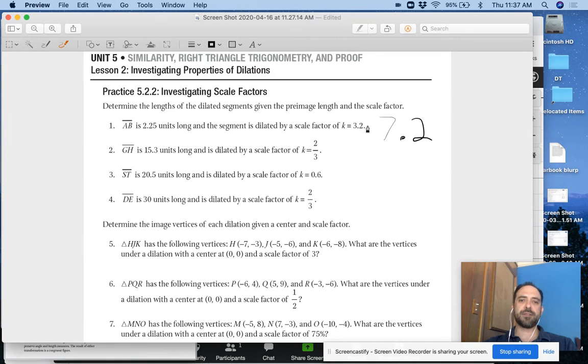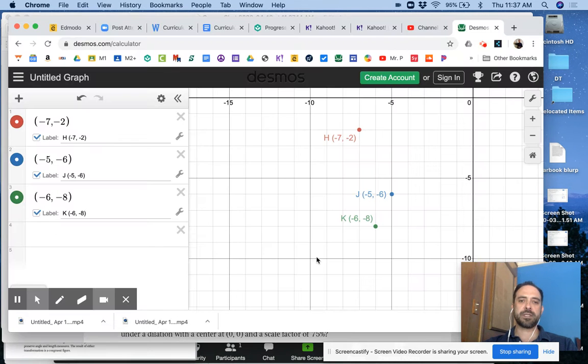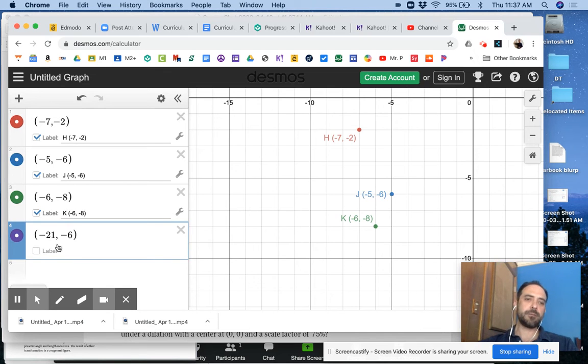Now, if I have a scale factor of 3, what's going to happen to these values? I'm going to end up with a point that's -7 times 3, which is -21. And I'm going to end up with a point -2 times 3, that's -6. Let's go ahead and label this. Let's label this H prime, okay? Whoops, H prime, just the one apostrophe, okay? Let's see where this ends up.